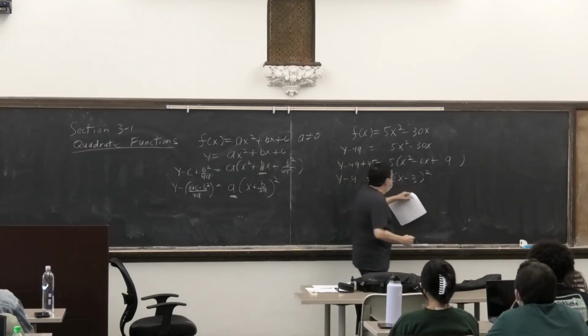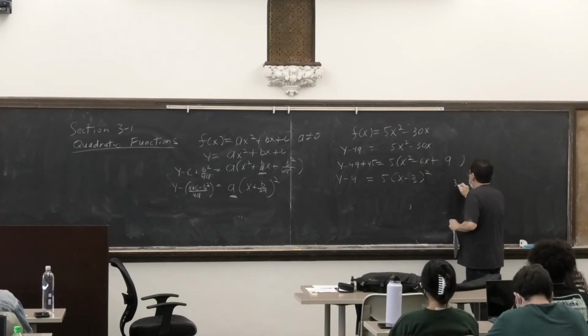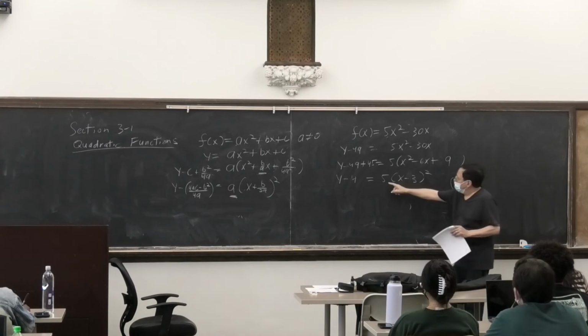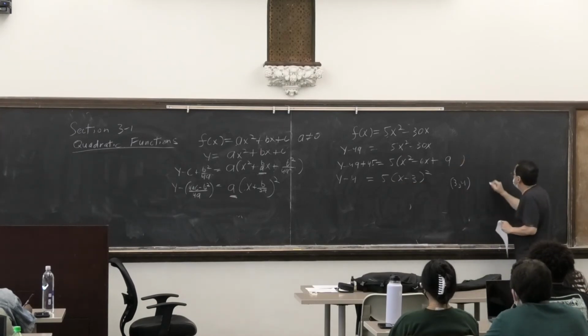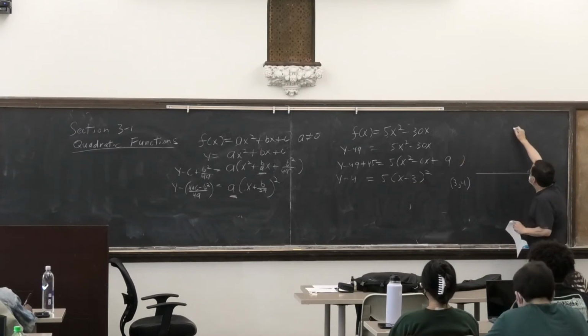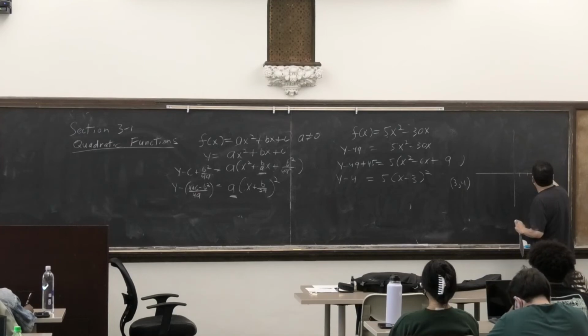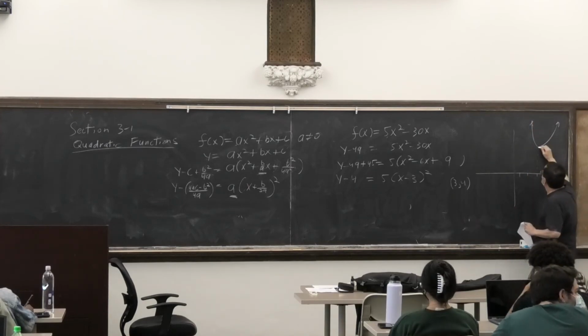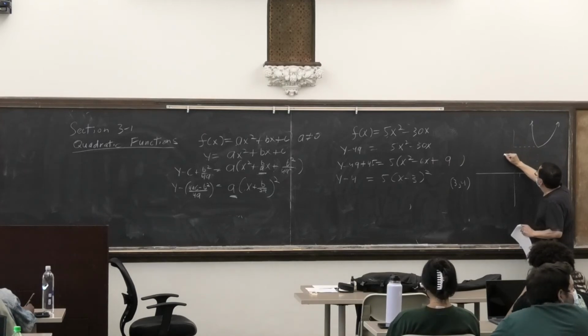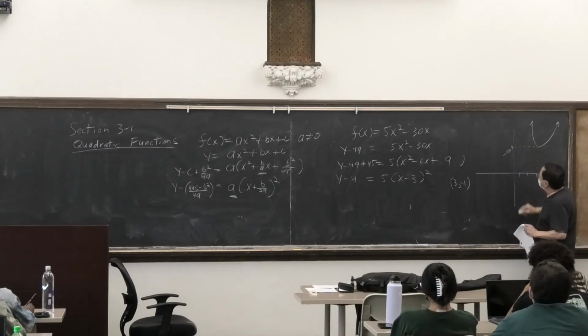So I know that this has a vertex at 3, 4. And I know from the 5 it's pretty narrow. So it's, let's get this right. 1, 2, 3. 1, 2, 3, 4. And its minimum, read right off, is 4.